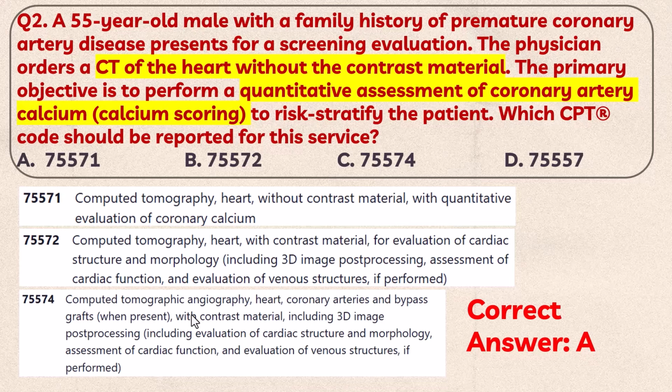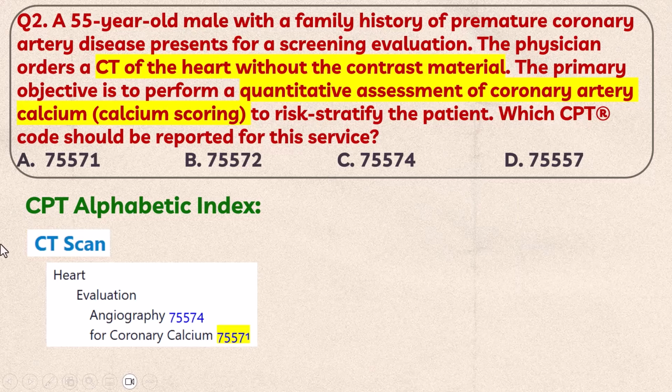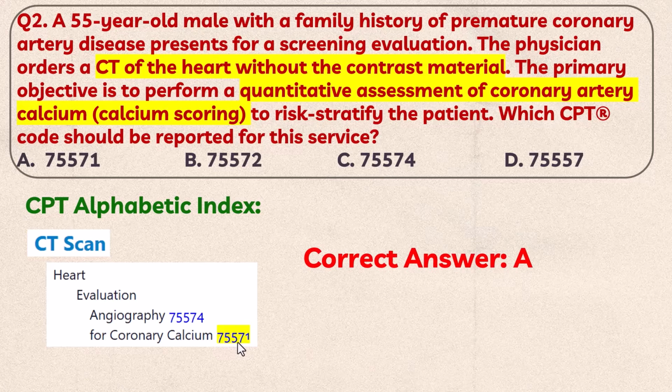So if you encounter this case in a real working world, you have to use the CPT alphabetic index. Once you go for the CPT alphabetic index, first you have to search for the main term CT scan, then for the subterm heart, then for the coronary calcium. So that will lead you to the code 75571. Again, come back to the tabular list and confirm the answer. Once you confirm, the correct answer will be answer A.